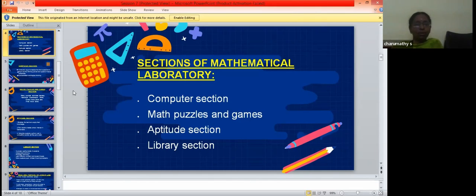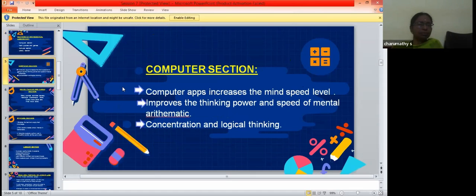Yes, ma'am. Next slide. We can go to the next slide. So here we are just discussing the computer section, how it could be. That's what I have already said. Computer apps increase the mind speed level. It improves the thinking power and speed of mental arithmetic, and it also increases concentration and logical thinking.